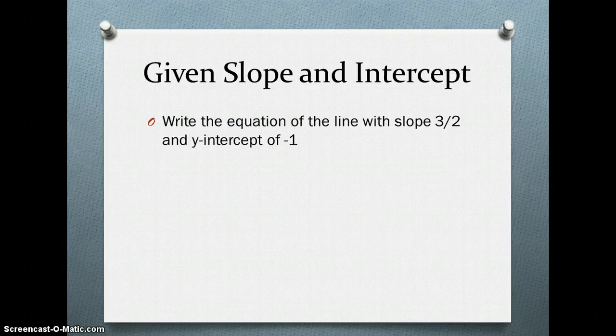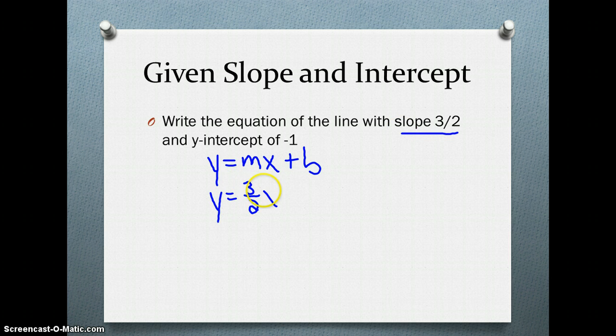So we're asked here to write the equation of the line with slope 3/2 and y-intercept of -1. So we use our slope-intercept formula. y is equal to mx plus b. Our slope is 3/2 and our y-intercept is -1, so our formula is y is equal to 3/2 x minus 1, and we're done writing the equation of the line.